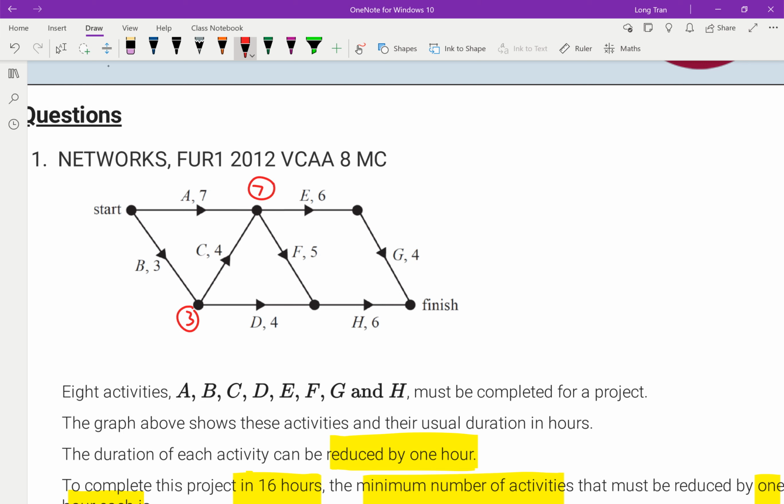7 plus the 6 gives me 13 here. And there's no other way. So 13 plus 4 now gives me 17 to get there. 7 plus 5 gives me 12. But then 3 plus 4 gives me 7. So clearly 12 is the better route. And then 12 plus the 6 gives me 18. So we can see that 18 is probably the best route that I can get, or the minimum amount of time to get it all sorted.